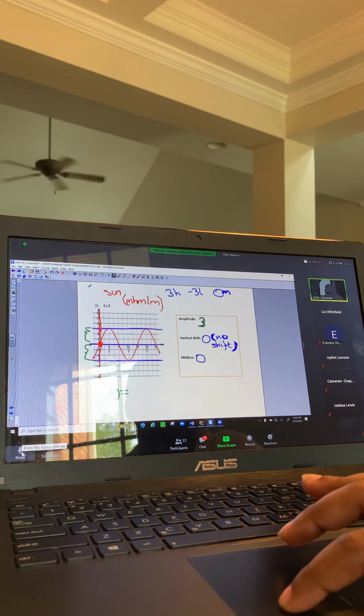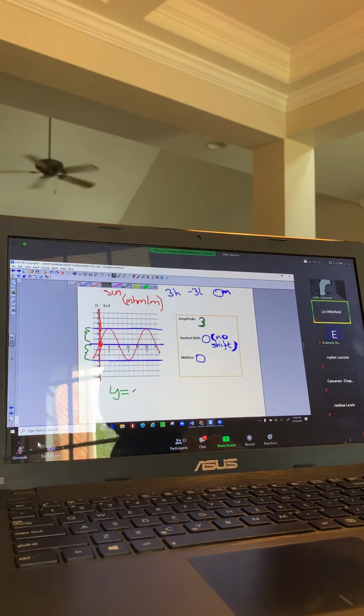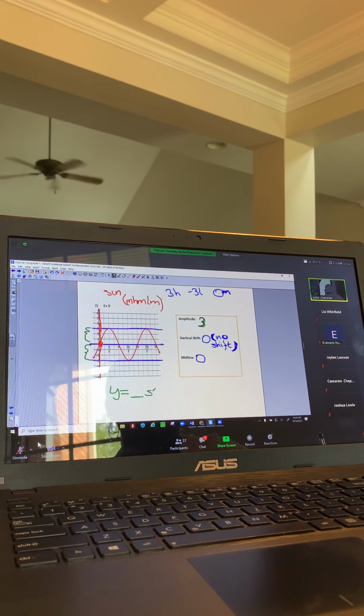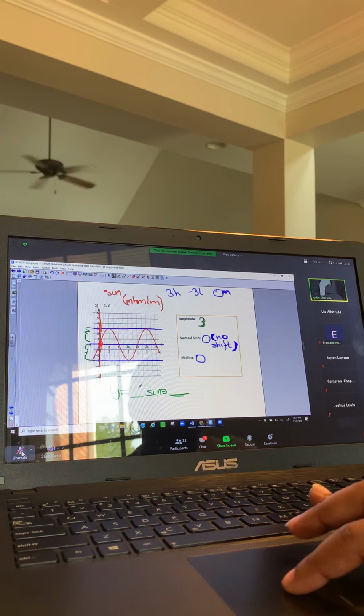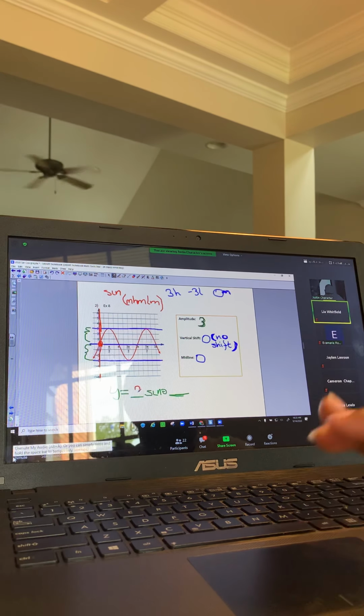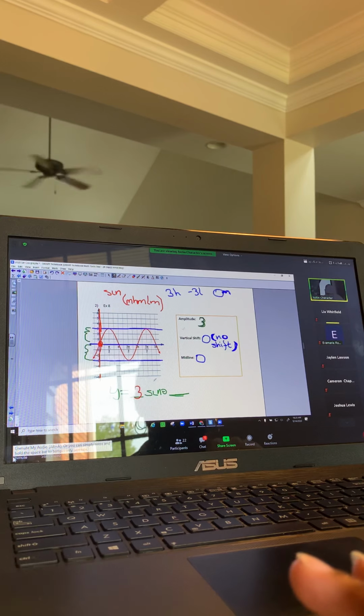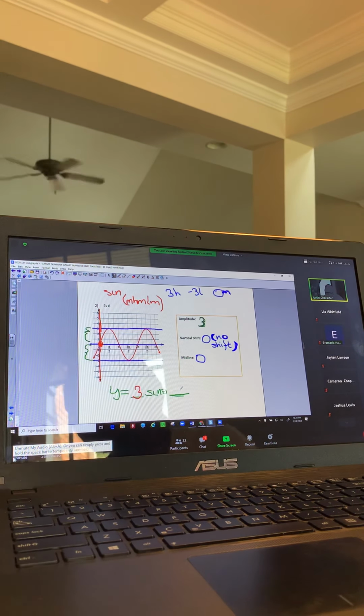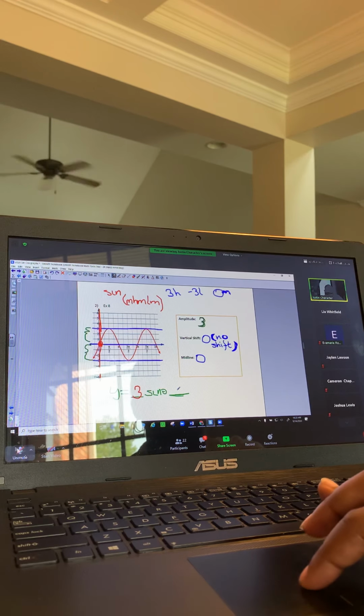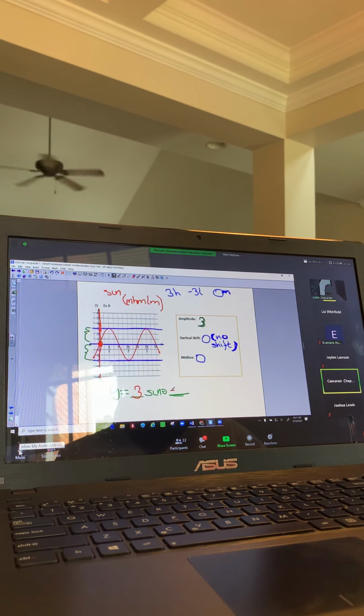So I'm going to put a blank, and then I'm going to write sine theta, and then I'll put another blank. Somebody tell me what's going in the first blank. Anybody? 3. Exactly right. The amplitude goes here every time, no fail. Whatever the amplitude is goes right here. What goes here? 0. Cool. So I'm going to say plus 0.